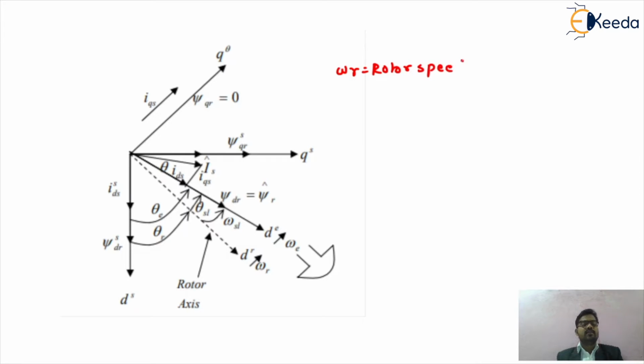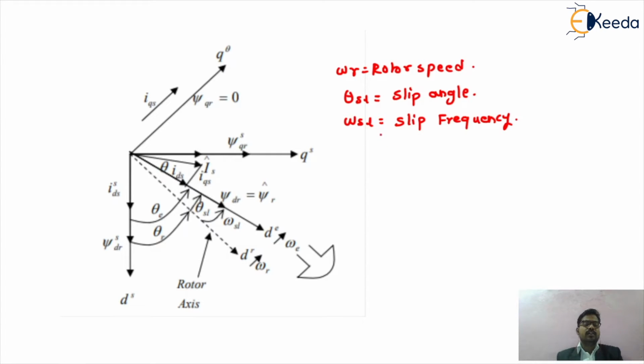Then the second quantity is theta SL, the slip angle. In the indirect vector control, if you want to control the rotor angle in terms of slip speed, we get the value of the slip angle. Then WSL will be the slip frequency. These are some new terms for us, because all these terms are converted into slip speed.